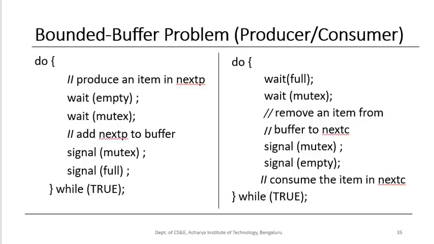We had given the solution to this problem using test and set instruction, and we had also given a solution to this problem, I think, using Peterson's solution, right? So now we have seen how semaphore could be used for solving this problem. Let's move on and take up the next classical synchronization problem, that is the readers and writers problem.